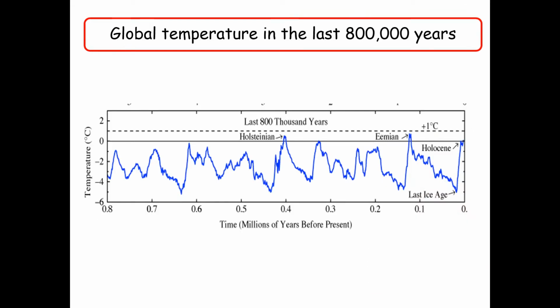So as I say, there's been many warm and cool periods within the Quaternary period. This graph here shows how the temperature has changed over the last 800,000 years. The cooler periods generally we call ice ages, and the warmer periods we call interglacials.